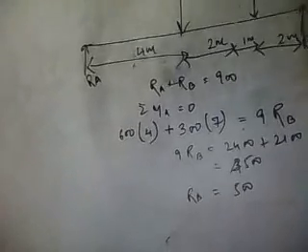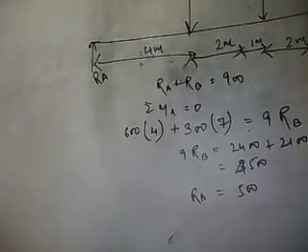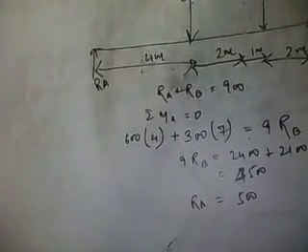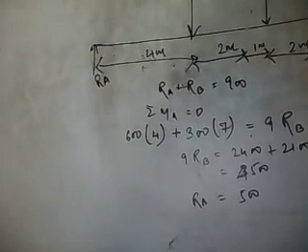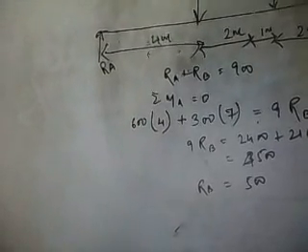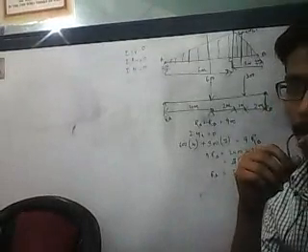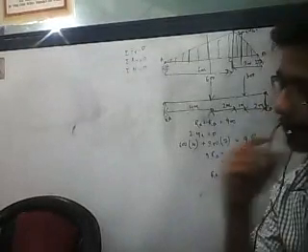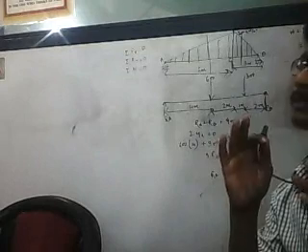RA plus RB equal to 900. 600 into 4 plus 300 into 7 equal to 9 RB. No, we have to find out RA and RB right now. Right now it is finished.